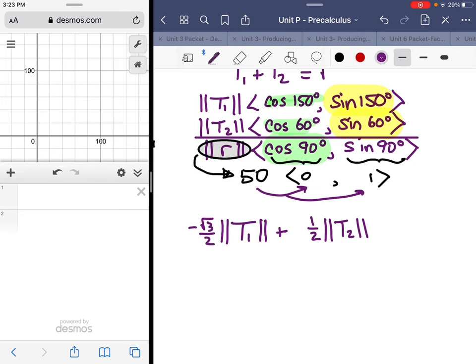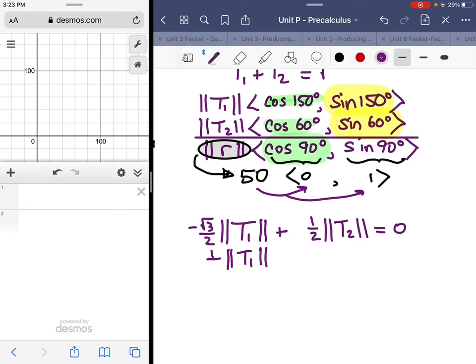And that whole thing is going to be equal to the cosine of 90 multiplied by its corresponding magnitude, whether it's 50 or otherwise. Cosine of 90 is 0, so that would result in a value of 0. All right, so we're working our way down the line. T1 cosine 150, T2 cosine of 60, R, all as magnitudes, cosine of 90.